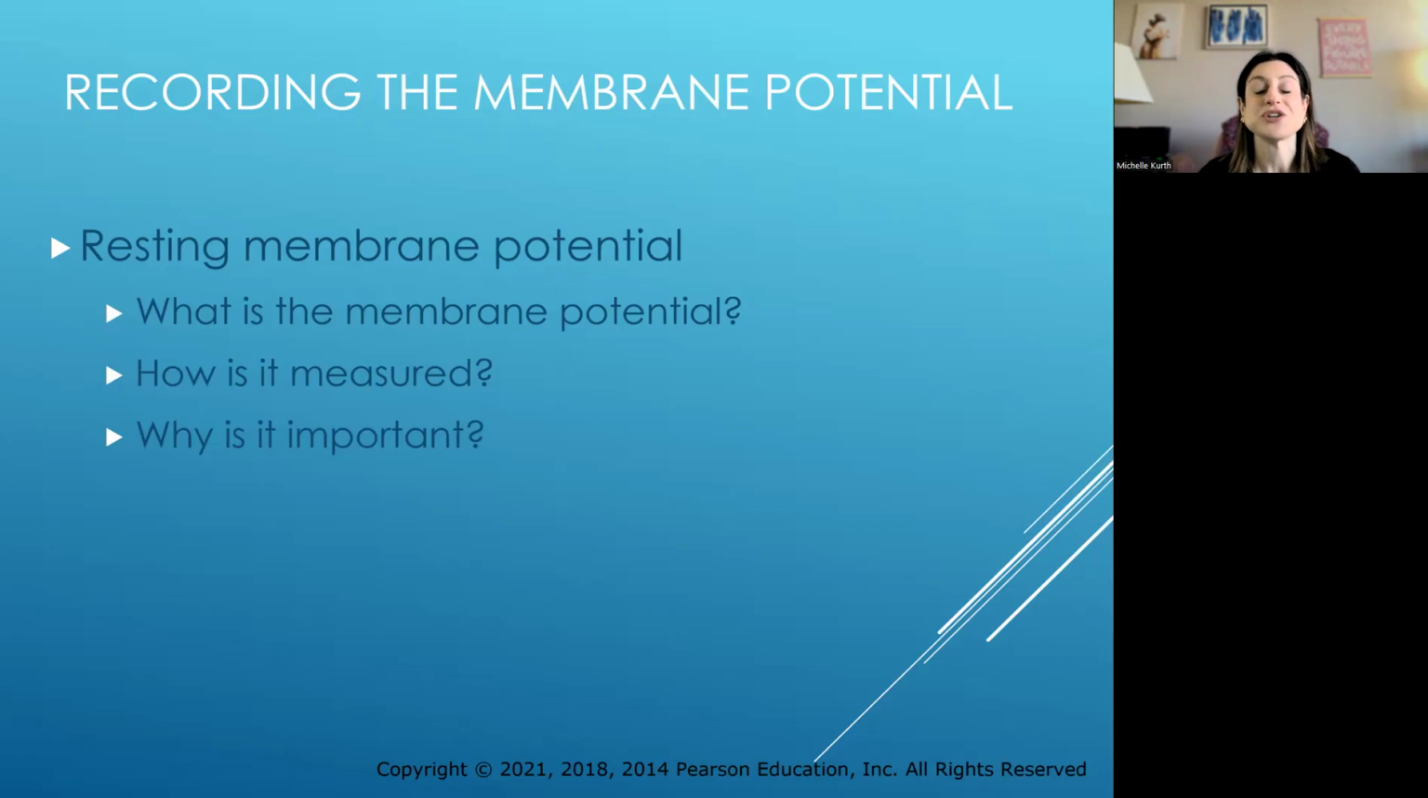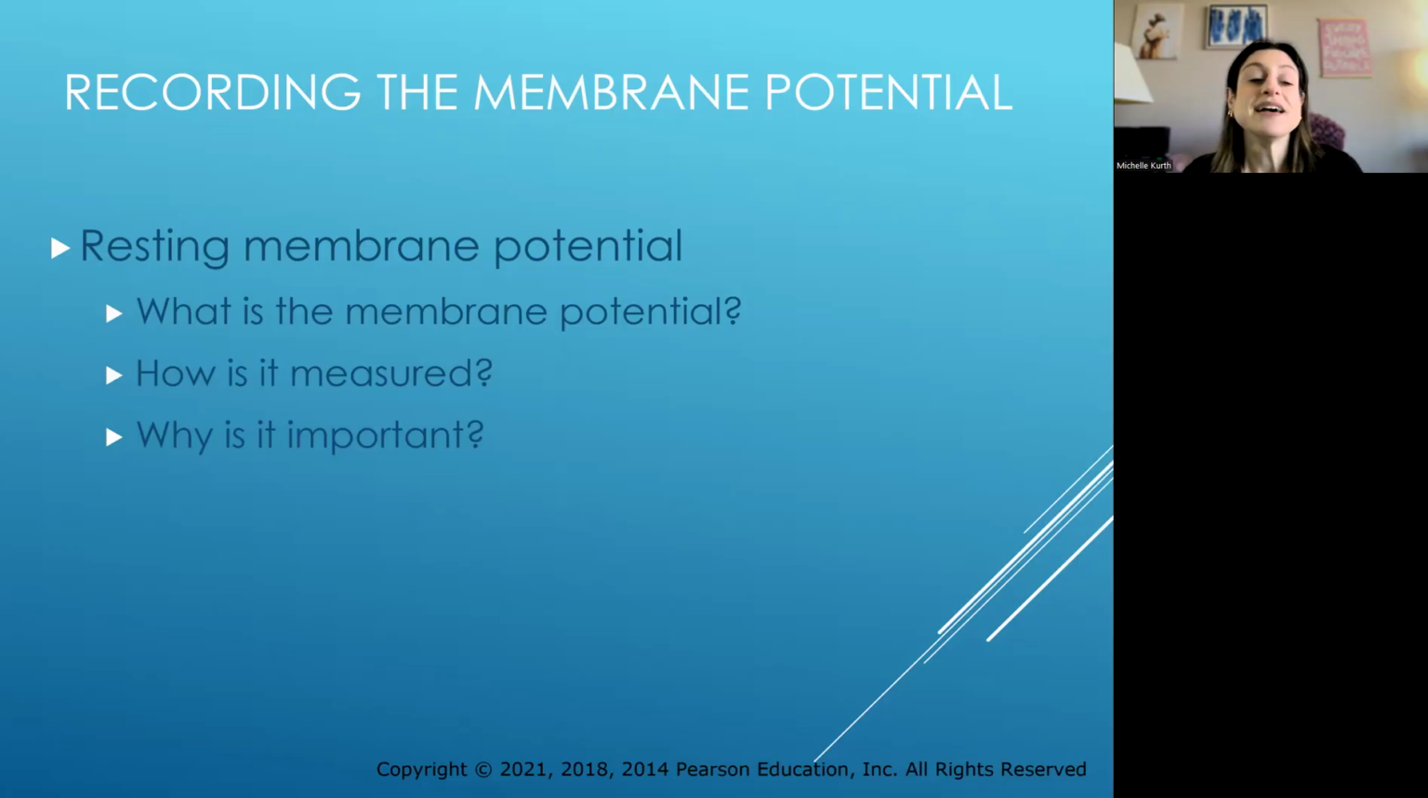Now, how do we measure it? Scientists use very fine electrodes. They're almost like tiny little probes to measure the difference in voltage. And you don't need to remember the exact tools here, but the key idea is yes, we can actually measure this voltage difference or this electrical energy in real time.